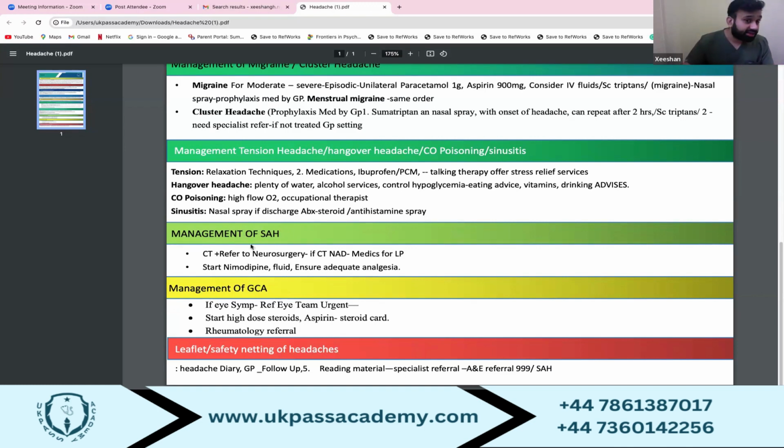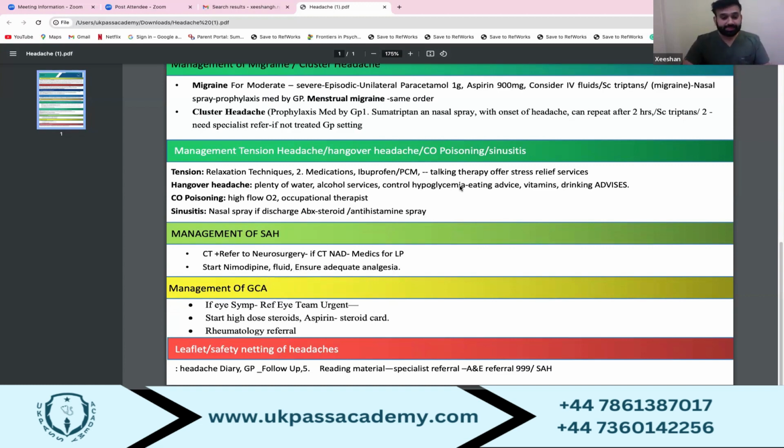And management of subarachnoid hemorrhage. If it is a subarachnoid hemorrhage, what you will do at this point, I would like to keep you in the hospital for the CT scan. I will do a CT scan, and on the basis of the result, I need to speak to specialists, neurosurgeons. They would review your CT scan, and in the best case scenario, if the CT scan doesn't show anything, again, it's not a very sensitive test, we might need to do another test, lumbar puncture, or maybe the neurosurgeon specialist might consider another test. We can start on some medications like nimodipine, fluids, and adequate analgesia.